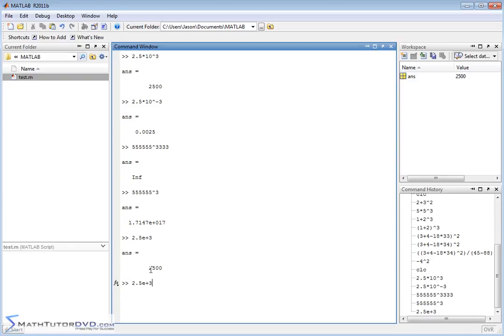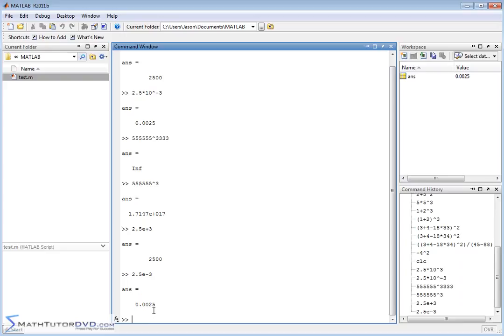Let me hit the up arrow to recall the last one. Instead of E plus 3, I can say E minus 3, and then it'll be a smaller number. So it's whatever you want to do. If you want to say 2.5 E to the plus something, that's fine. If you want to say 2.5 times 10 to the 3, that's fine too. It's completely valid either way.